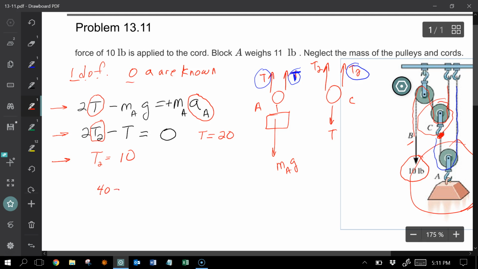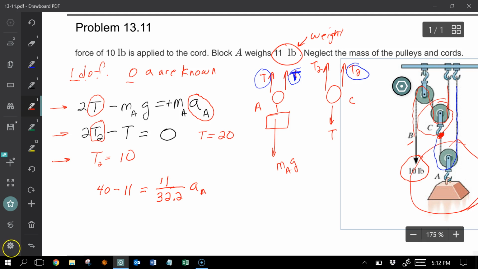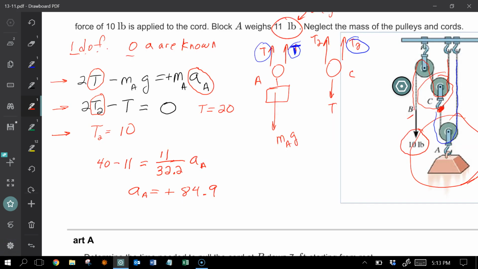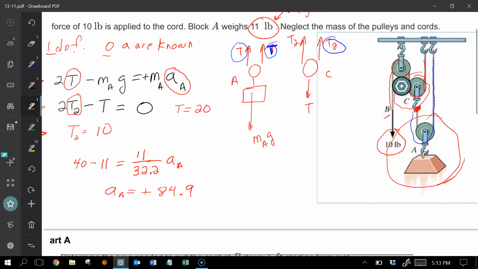Minus mass times gravity for block A, that's 11 pounds. So mg is 11, because this is weight, not mass. You need to convert it, anyway, so that's 11. And that equals the mass of A, which is 11 divided by the local gravity, 32.2, times the acceleration of A. So we can find the acceleration of A. I'm going to pause while I pull out my calculator. Okay, so unless I've made a mistake on my calculator, I have calculated the acceleration of A.